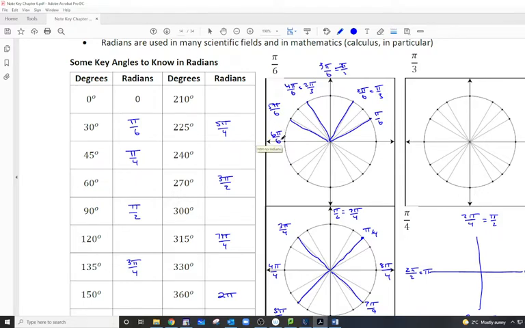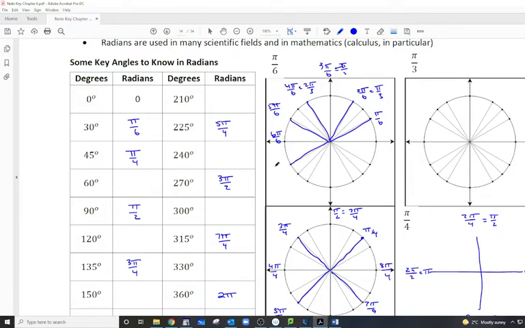Okay, I want you to pause the video and I want you to try to fill out the other side of this circle. So keep going in 6. So we had 1 pi by 6, 2 pi by 6, 3 pi by 6, 4 pi by 6, 5 pi by 6, 6 pi by 6. What would come next?